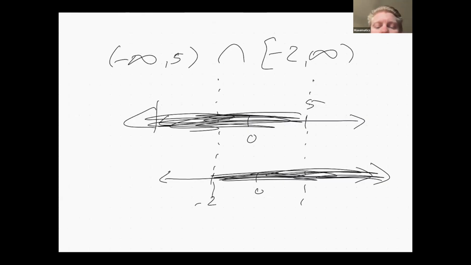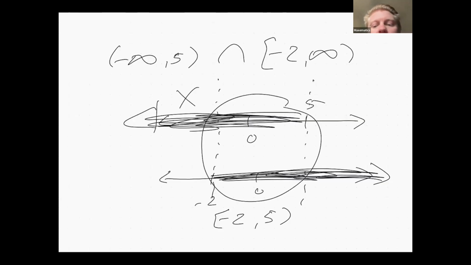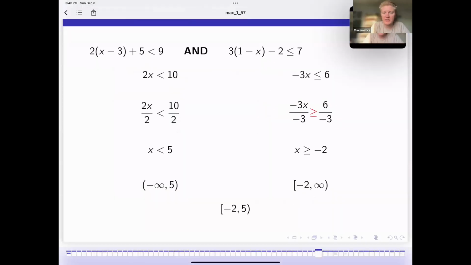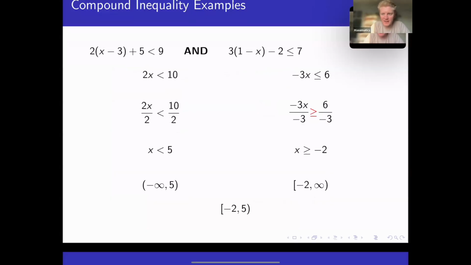Well, what's this section in the middle? -2 up to 5. Everything to the left of -2 isn't true because everything to the left of -2 is not between -2 and 5. And same thing we could say for here, does not count here. So the answer to this intersection would be -2 to 5. So I'm going to go back to the presentation. Okay, so we get our answer to be -2 to 5.